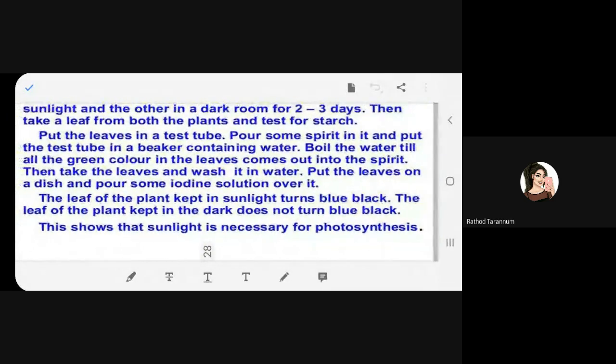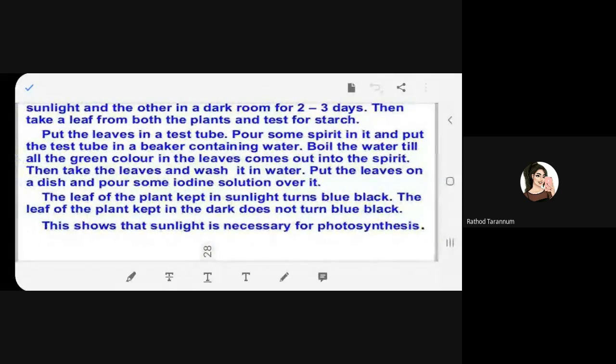Put the leaves in a test tube, pour some spirit in it, and take all the green color out of the leaves. Put the test tube in a beaker containing water. Boil the water till all the green color in the leaves comes out into the spirit.